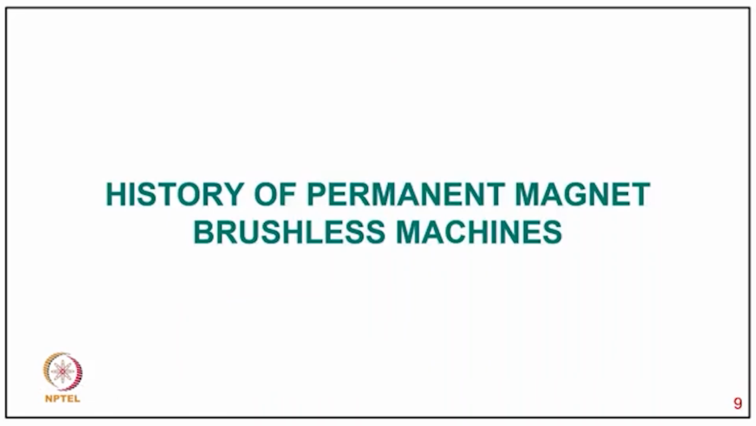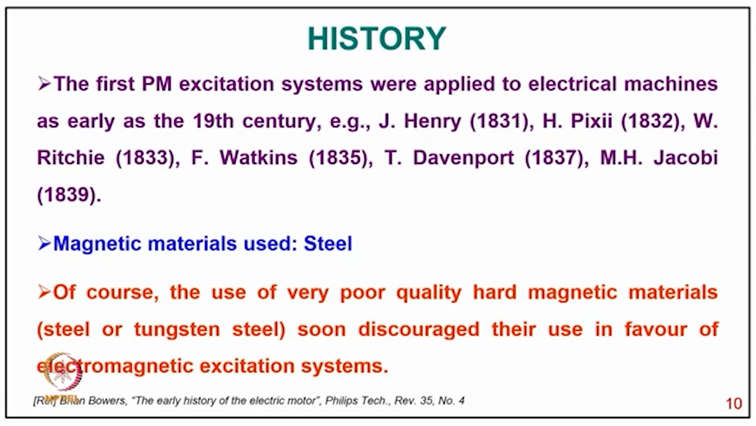Now, coming to the history of permanent magnet brushless machines. So, first permanent magnet excitation systems were applied to electrical machines as early as the 19th century, with examples like J. Henry in 1831, H. Pixii in 1832, W. Ritchie in 1833, F. Watkins 1835, J. Davenport 1837, and M. H. Jacobi 1839. And the magnetic material used was steel. Of course, the use of very poor quality hard materials, steel or tungsten steel, soon discouraged their use in favor of electromagnetic excitation systems.